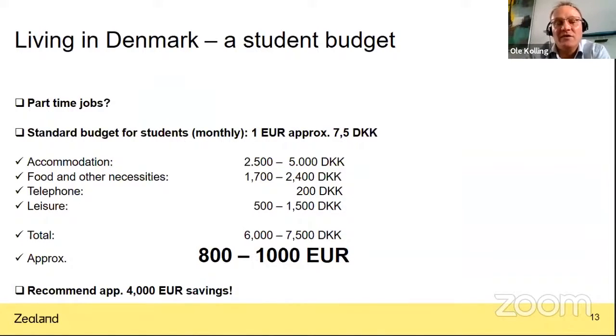Typically for a student, we say 800 to 1,000 euros per month. That would typically be what you need to cover your living costs in 1 month. And when we talk about part-time jobs, will you have a part-time job from day one? No, typically not. Typically, when you come to Denmark, you need to settle down. It will take you 1 or 2 months to get adjusted to a study life. And of course, also finding yourself a part-time job.